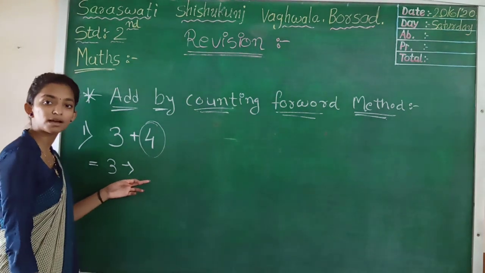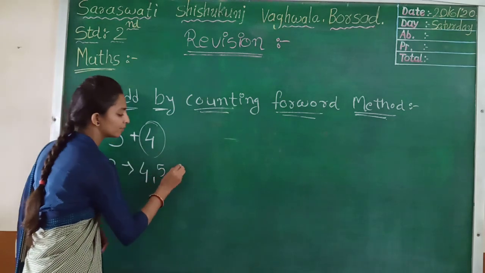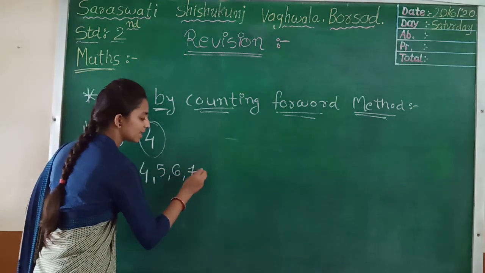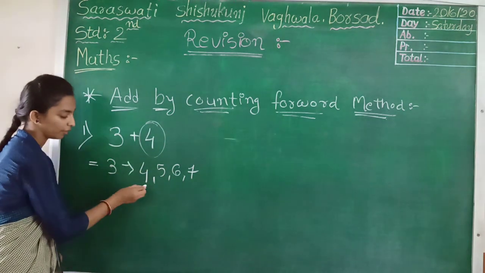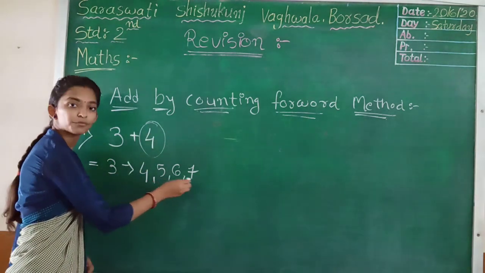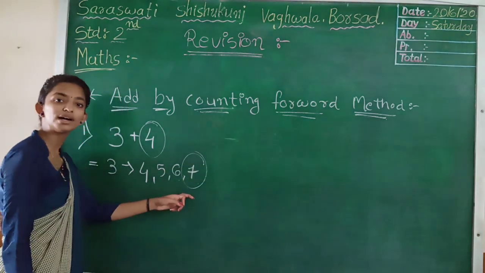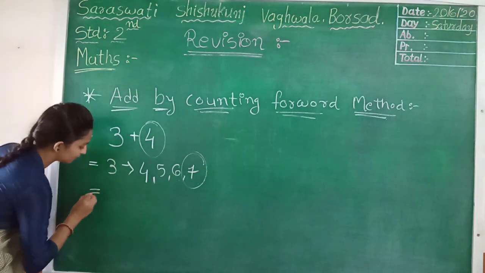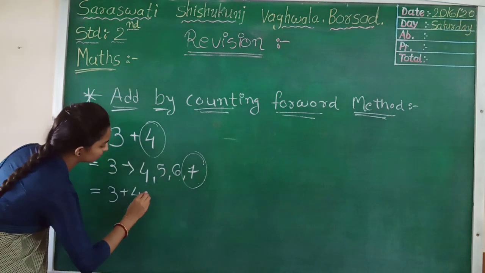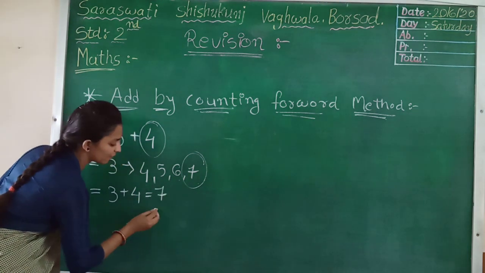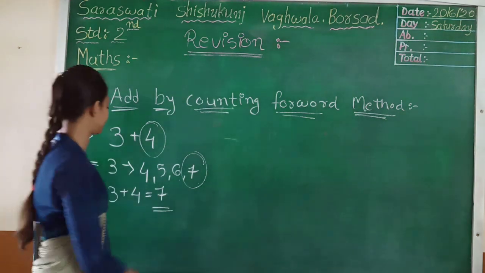After 3, which number comes? 4, 5, 6 and 7. How many numbers do we have to go forward? 4 numbers. 1, 2, 3, 4. So which number comes last? 7. So it will be our answer. That means 3 plus 4 is equal to 7. Understood? Let's see another example.